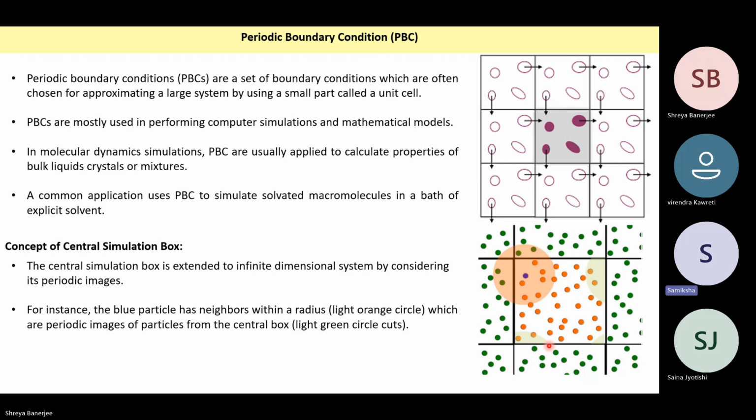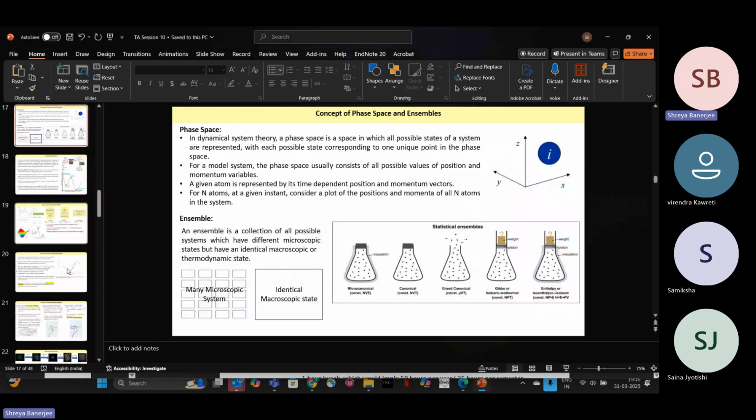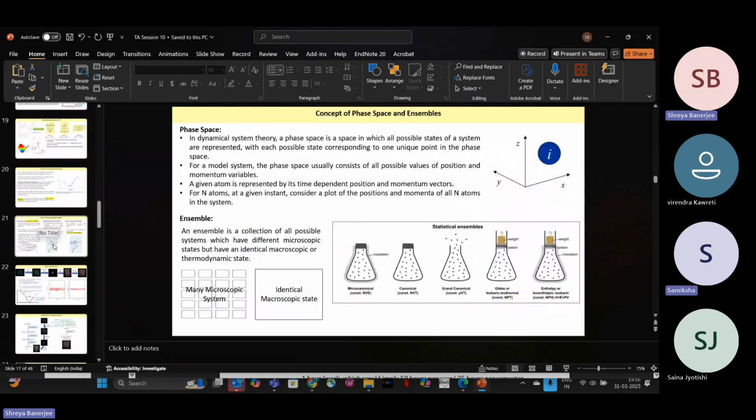Once I have seen that while we are doing the simulation, we give a box outside the protein. Is that this simulation box? No, that is different. I'm coming to that. Okay. So that is different.